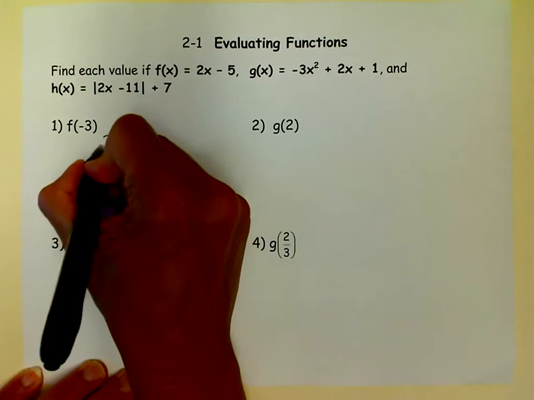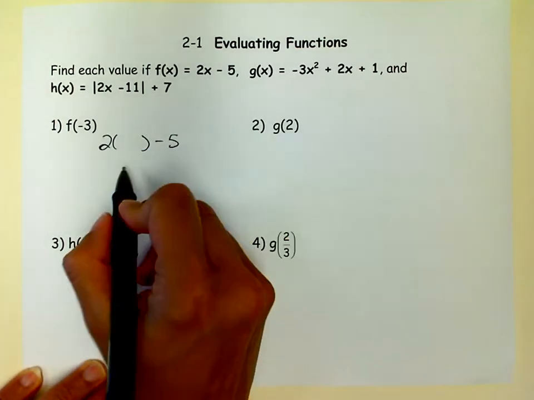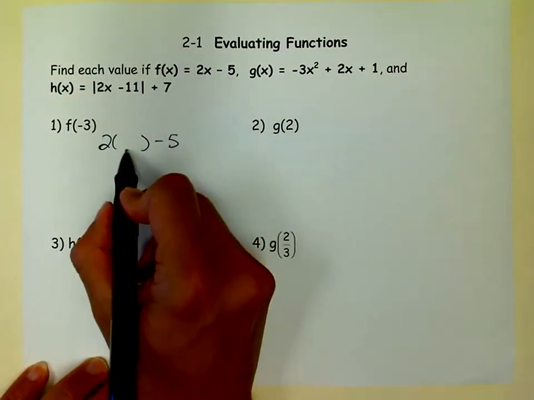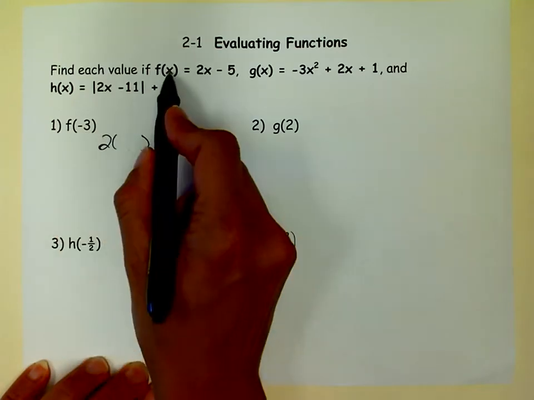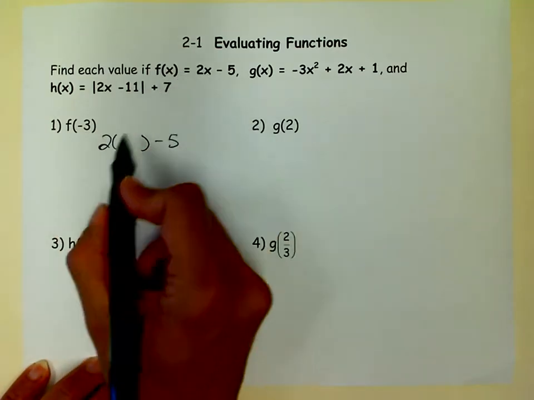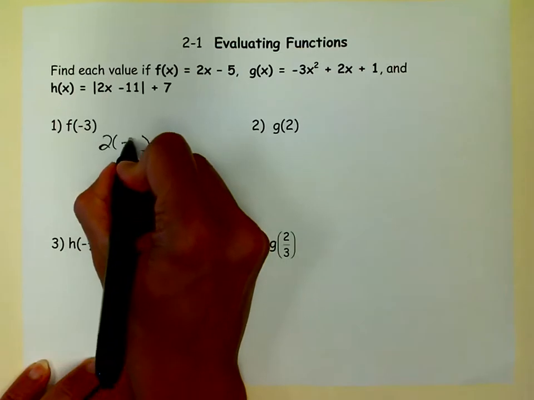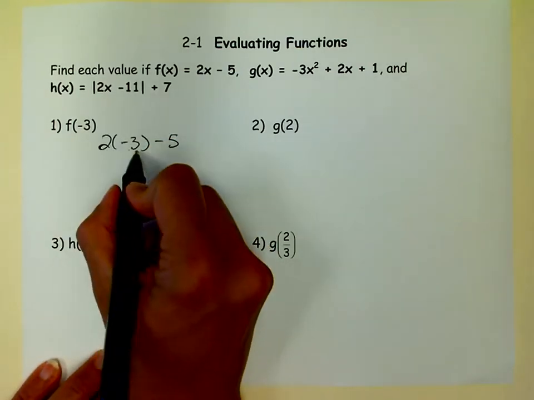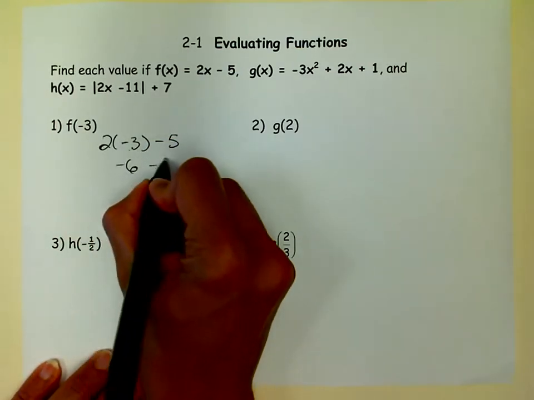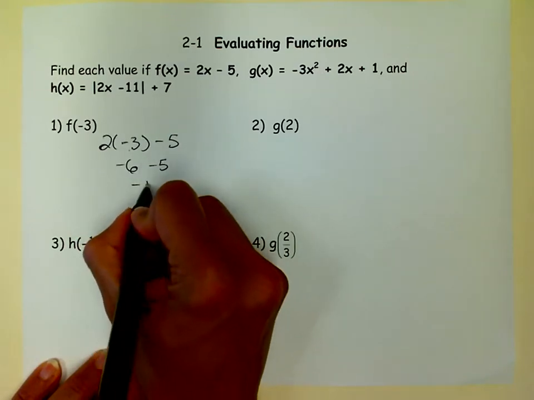So I write down f of x, but instead of the x, now I have f of -3. So how that used to be x and that used to be x, but if I put a -3 there, then that has to be -3. So 2 times -3, this is me simplifying, minus 5 is -11.